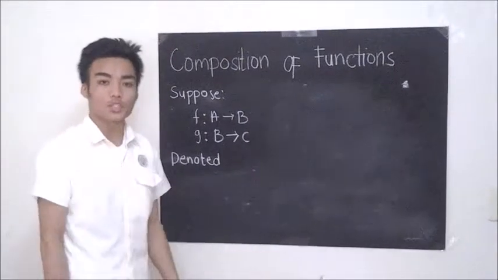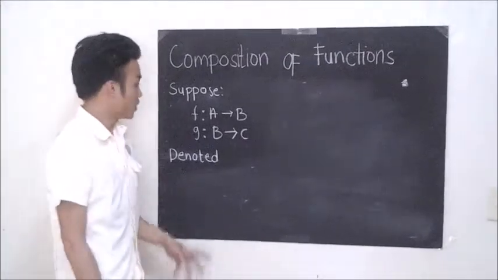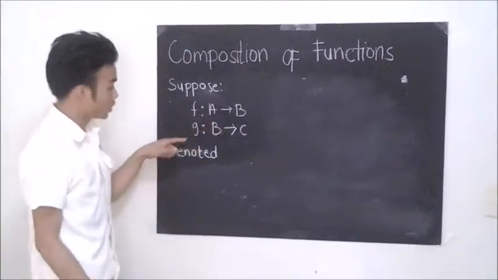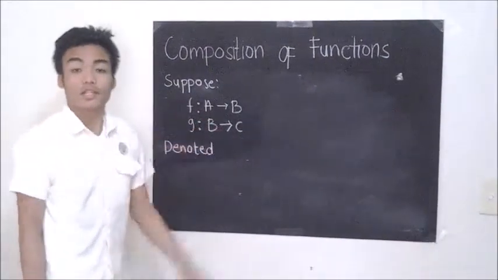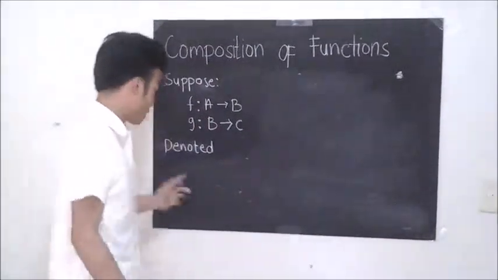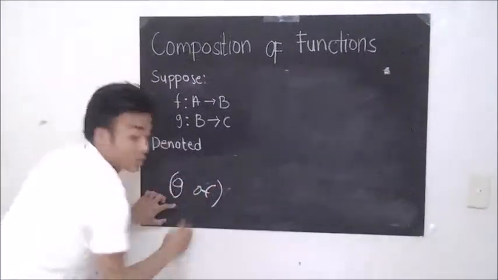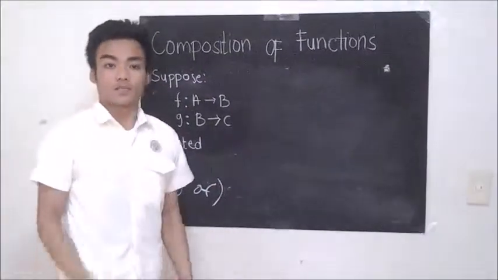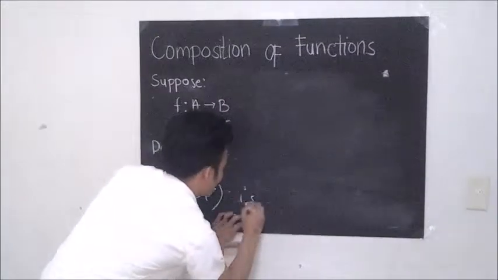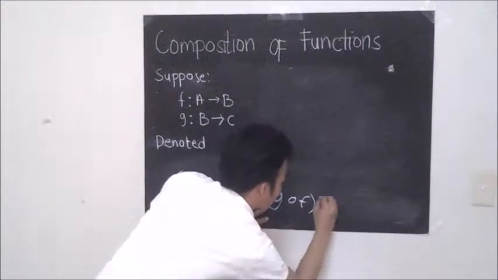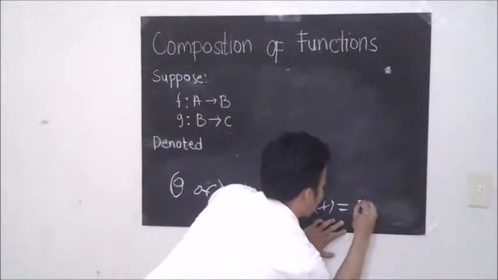Hi, our topic is composition of functions. Definition. Suppose that f is a function from A to B and g is a function from B to C, then the composition of g and f, denoted by g circle f, where (g circle f)(x) is equal to this statement.